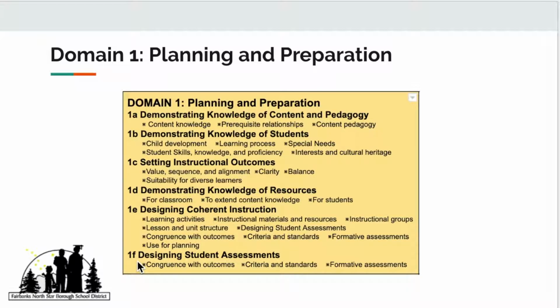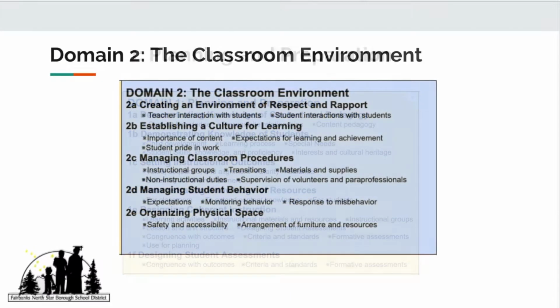Domains 1 and 4 are considered to be the domains that are typically not observable during an observation. Instead, teachers have to provide evidence for their evaluation for these domains. You will provide this information on the Domains 1 and 4 portfolio form in EEM.